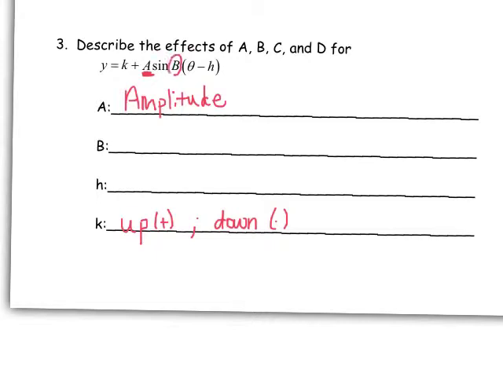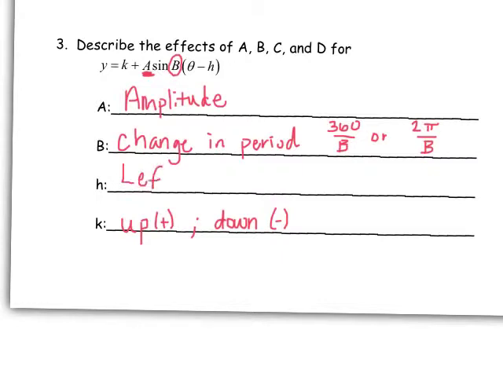B is how your period changes. So I'm going to say that's the change in the period. It is not the period, but it is the change in the period. This is what we talked about yesterday. So in degrees, we take 360 and divide it by B, or in radians, we take 2 pi and divide it by B. And then H is how you move right and left. So I'll say left first because left is actually when it's positive, and then right is when it's negative.